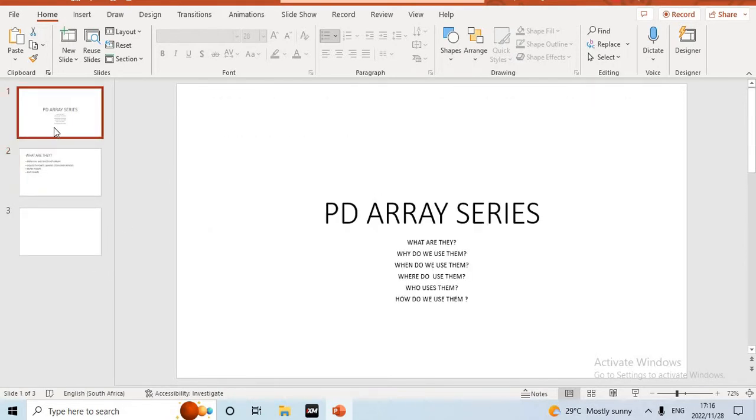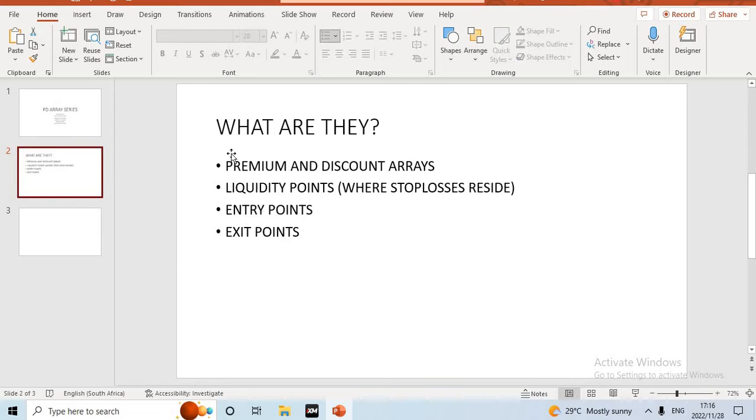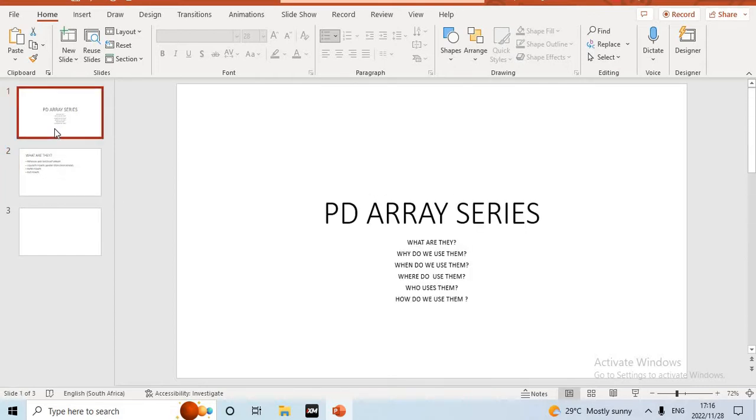So we answered what are they. Now we know that PD arrays are premium and discount arrays. They are where liquidity points reside, which is where stop losses reside. They are our entry points, they are our exit points. Okay, now we know what these things are. Now what's next? Why do we use them?